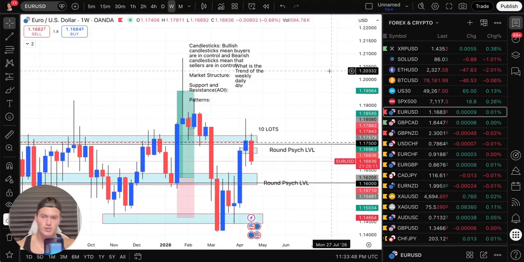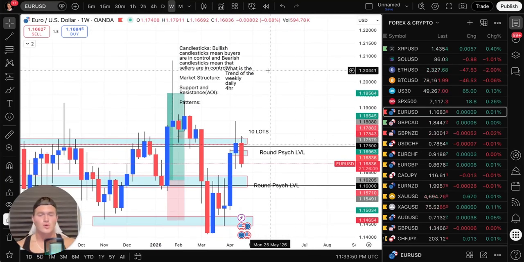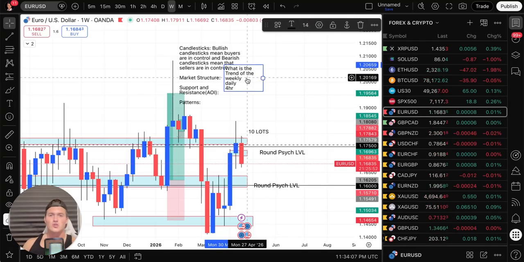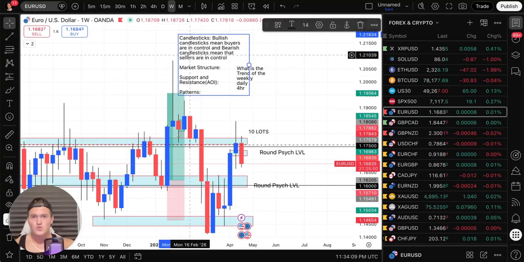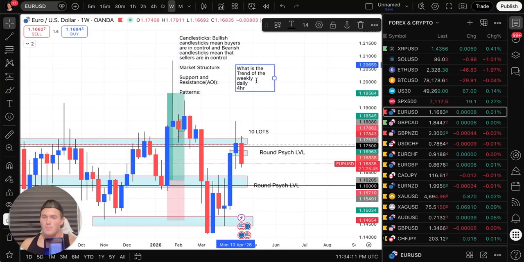So a lot of traders get this wrong. They don't know how to read market structure. And if you don't know how to read market structure, you can't completely identify the trend of the market. Therefore, you don't know if you're trading with the trend or not. We want to trade with the trend because the trend is your friend. So, trade with the trend, make money.